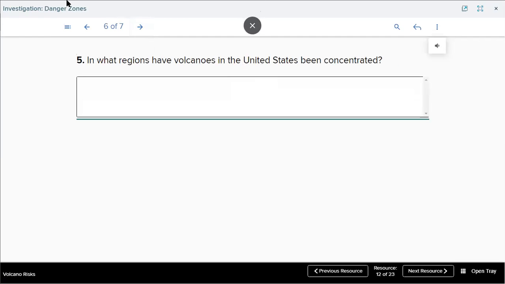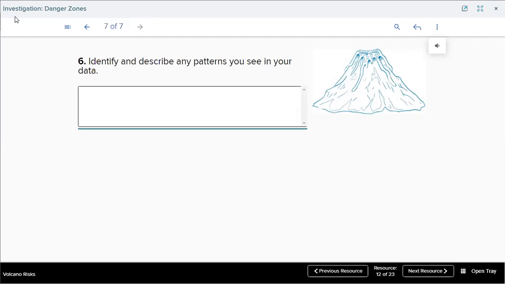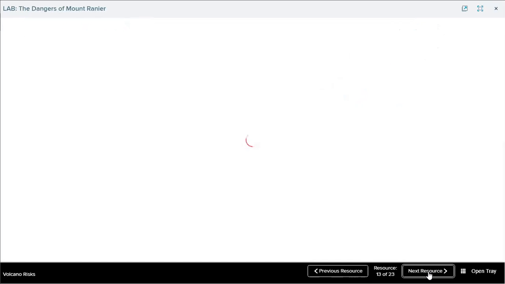In what region have volcanoes in the United States been concentrated? Identify and describe any pattern you see in your data. So, all these questions we are going to explain in this slide.